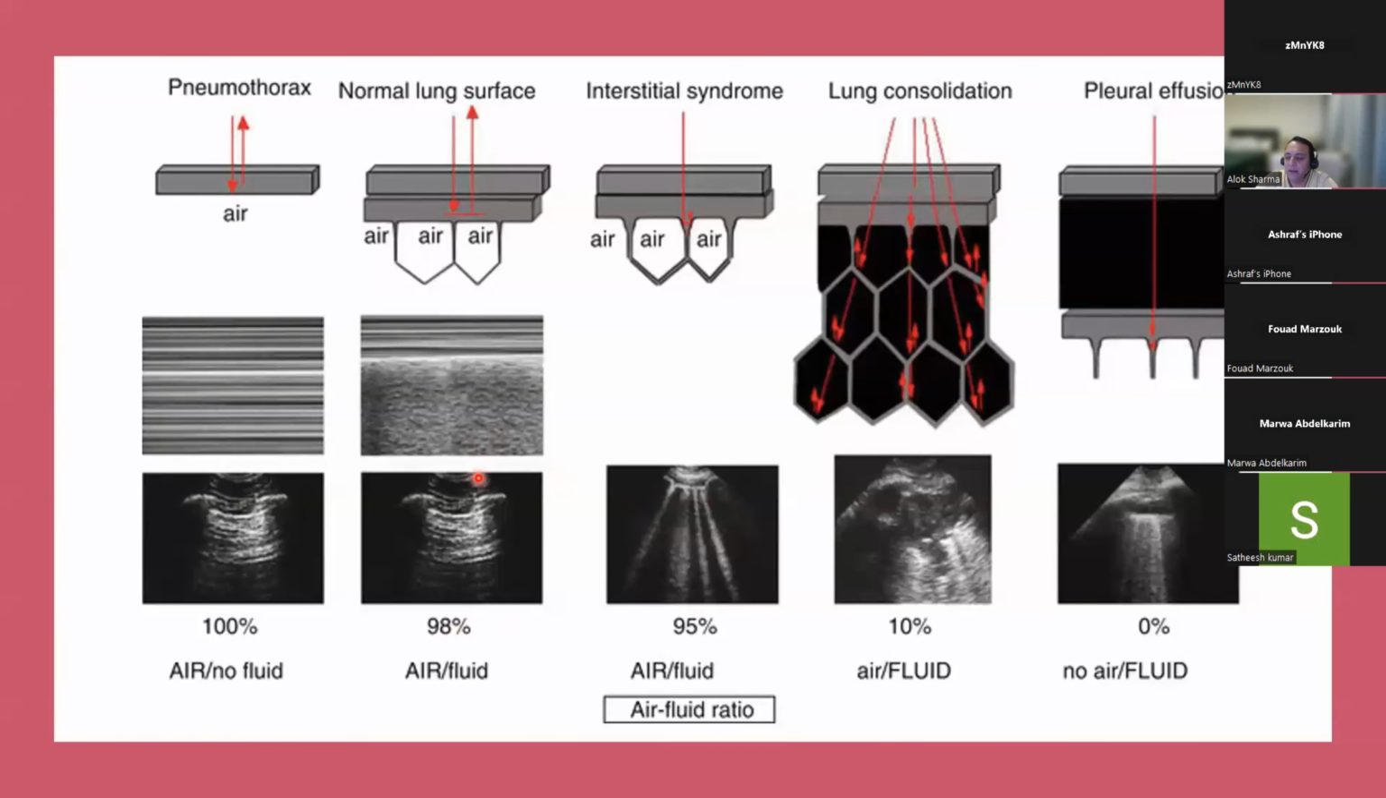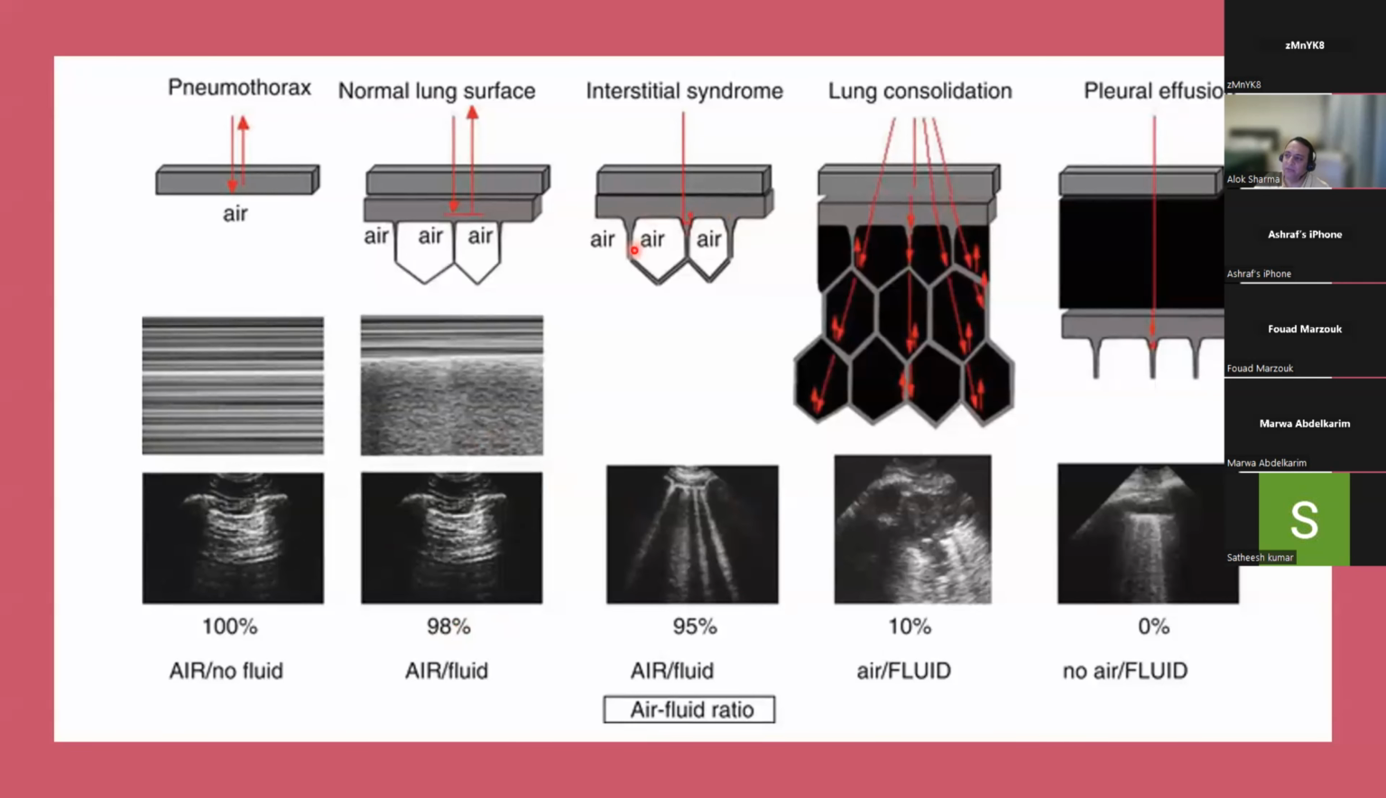Now, as soon as you start getting more fluid in the interstitial space, what happens is the sound waves that are incident create vertical reverberation artifact as compared to the horizontal reverberation artifact. It breaks down the A lines so that only B lines are visible.